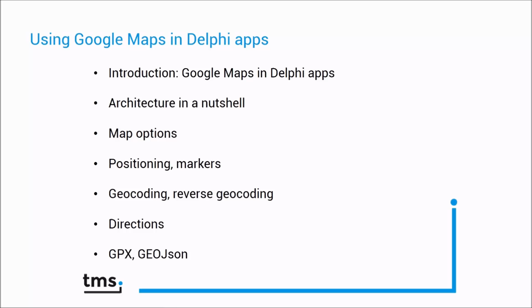I'll give you a brief overview of the architecture of our Google Mapping components. We will have a look at the different map options. Then we will write some code to programmatically control the positioning within your map and add markers to the map. We'll have a look at performing geocoding and reverse geocoding. We'll explore the directions options to calculate roads from point A to B. And finally, we'll round up with interactions with GPX files and GeoJSON files.